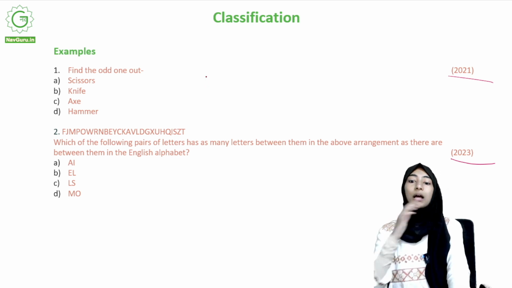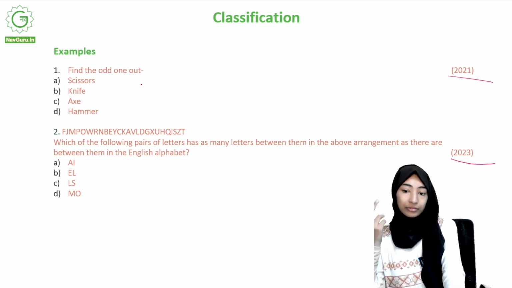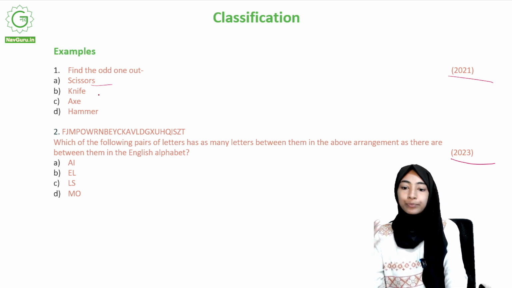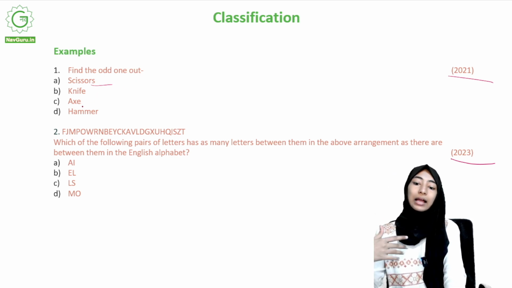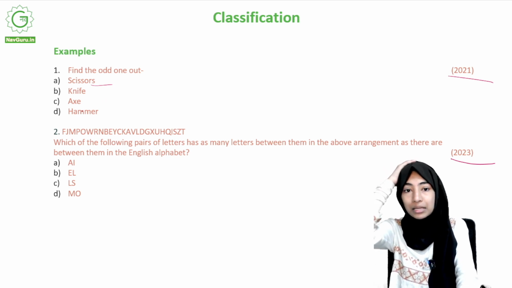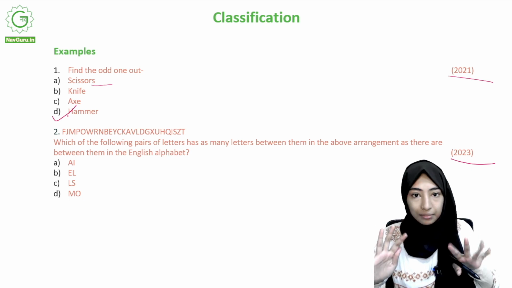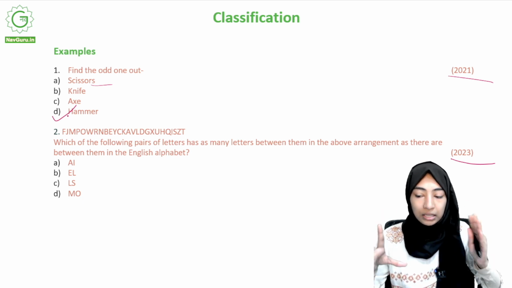Find the odd one out. Scissors, knife, axe, hammer. When you think of scissors, what's the first thing you think of? Cutting, right? Scissors are used for cutting. Knife, also used for cutting. Axe, also used for cutting. Hammer is not used for cutting, so hammer is the odd one out. This was very simple.